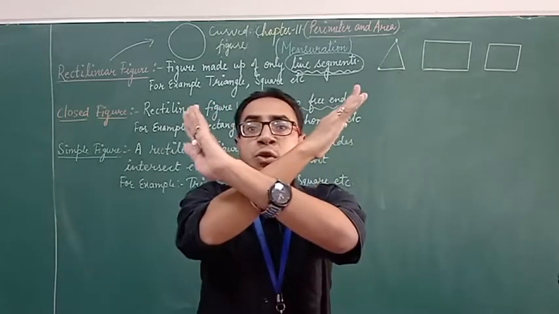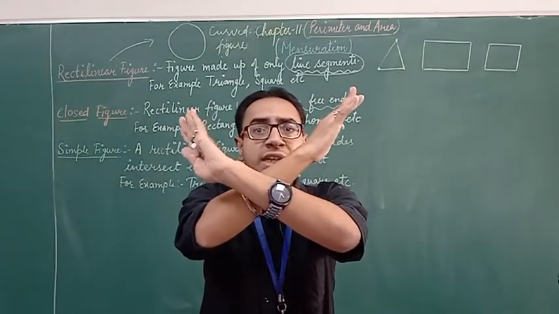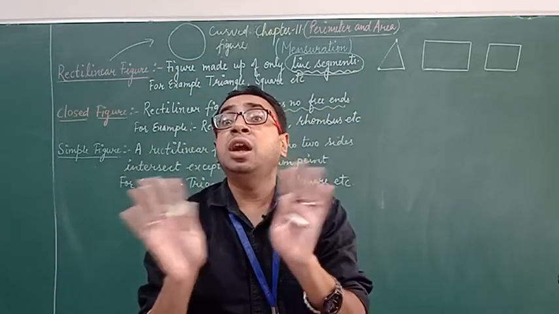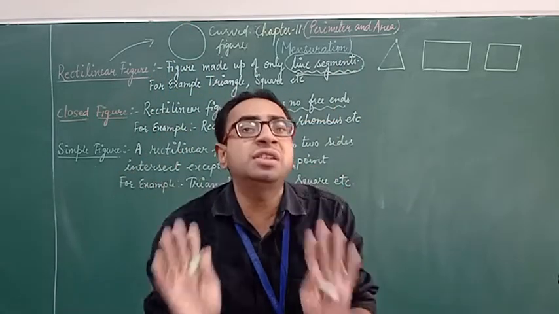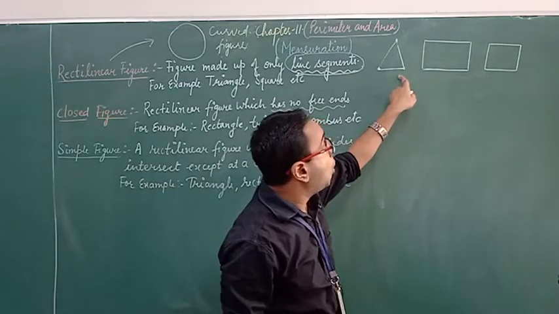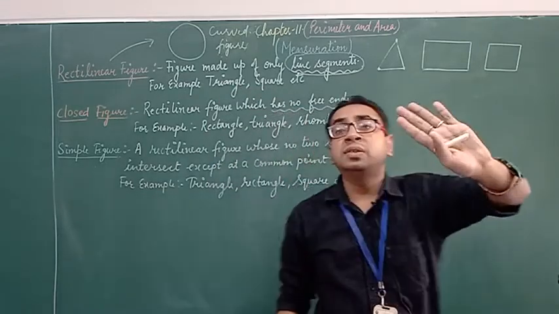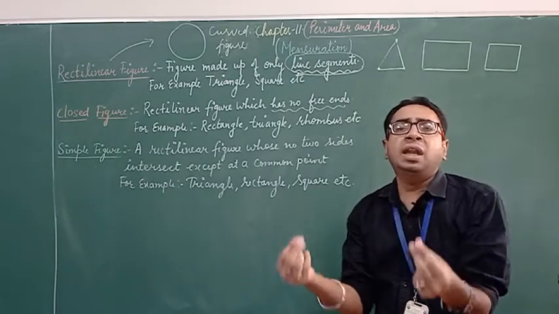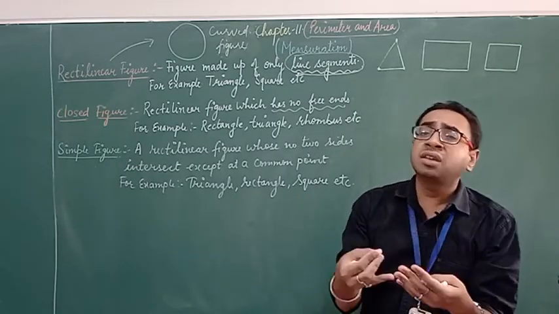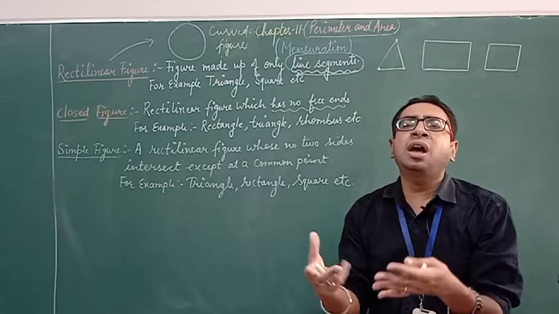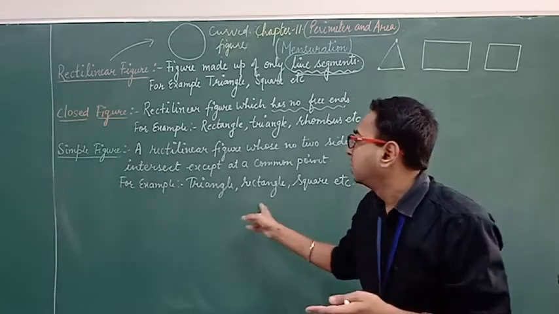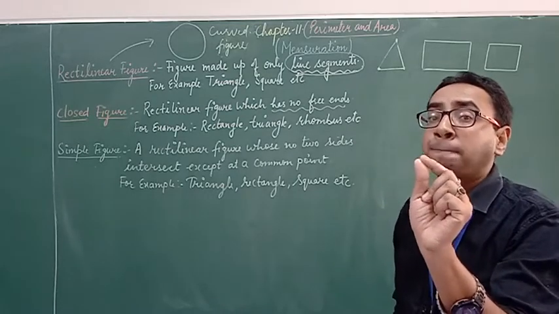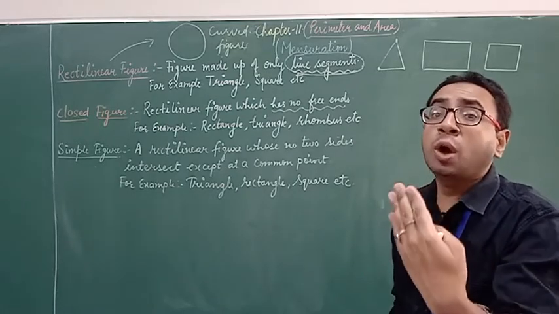Intersecting means this, crossing, cut. They are not cutting each other. They are like this. Hence, they are not cutting each other. They are not intersecting each other. It means all these are examples of simple figure. Triangle, rectangle, square, rhombus, parallelogram, pentagon, hexagon, nonagon, polygons, all are examples of simple figures. Now let me give an example of what you mean by not simple figure, complex figure.